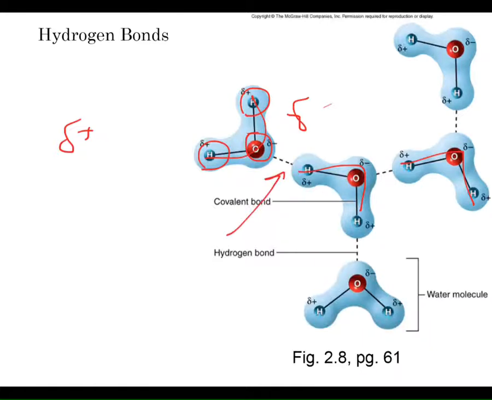So the dotted lines between water molecules are hydrogen bonds. The solid lines within the water molecule are the covalent bonds. This is why when you fill up a glass to the very top, you can almost overfill the glass, and you'll see that water dome over the very top of the glass, because those water molecules are doing what? Sticking to each other. There's polarity, there's adhesion to each other.